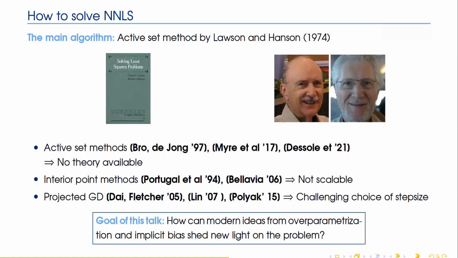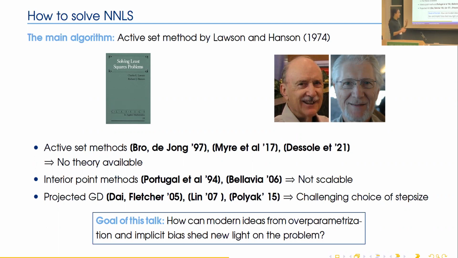And in a nutshell, what are the problems? For the first family, I would argue there is not much theory available. The second one is not scalable because you have some sort of Newton's method behind. And for the third one, it is very hard to choose the step size, because there are many counterexamples. When you take a step size from gradient descent and try to apply it in a projected gradient descent version, it doesn't work. For example, this paper by Dai and Fletcher shows a lot of things that can go wrong in this case.